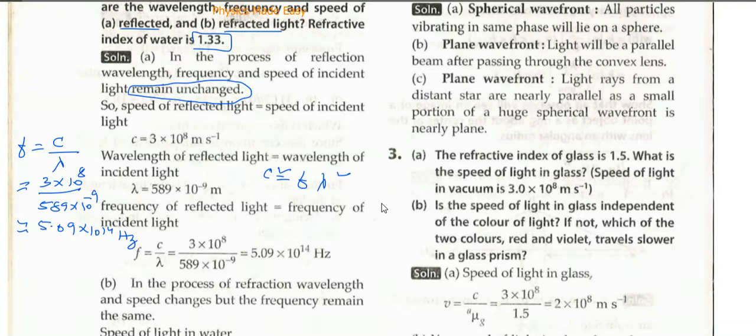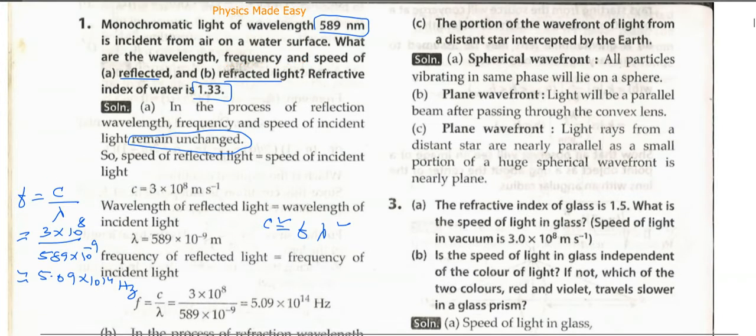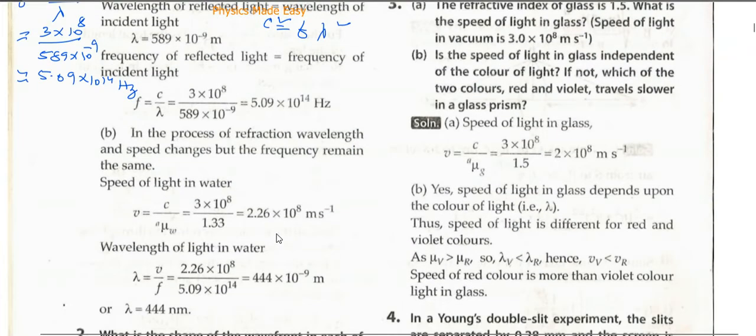So now we have followed one main principle in solving this problem: in the process of reflection, the wavelength, frequency and speed of the incident light remain constant. So its speed is given, its wavelength is given, and frequency we have calculated from the formula c is equal to f lambda. Let us proceed to the next part.